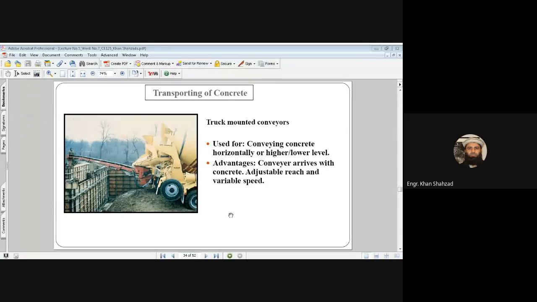The truck mounted conveyors. This is used for conveying concrete horizontally or to a higher or lower level. Some of the trucks have a transit mixer machine on top and it has a conveyor belt with it. So you don't have to arrange a separate conveyor belt for transporting the concrete or for handling the concrete on site. What are the advantages of this? Conveyor arrives with the concrete and it is adjustable to reach and variable speed. So you can handle it very easily on site.